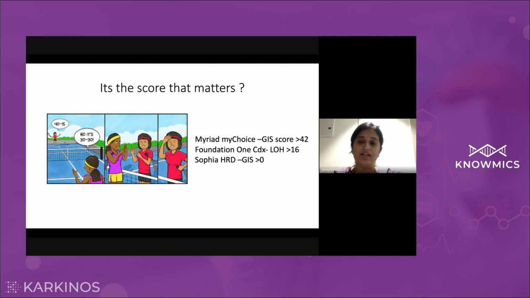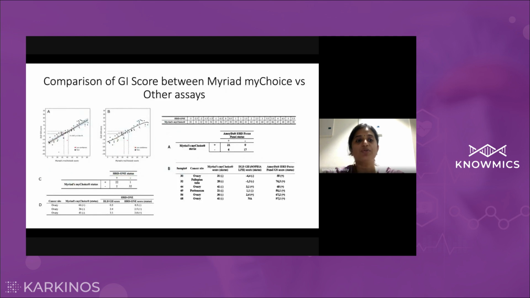So Myriad has more than 42. Foundation One has a loss of heterozygosity score of 16. Sophia HRD says that genomic instability is positive if it is more than 0. So there was an interesting paper again published. Next slide, please. They have compared close to, I think, 300 cases where they had the Myriad MyChoice score, and Sophia HRD testing was done, and also Amoy DX testing was done. And then based on the scores which they received for HRD from Sophia as well as Myriad and for Amoy DX, they just compared.